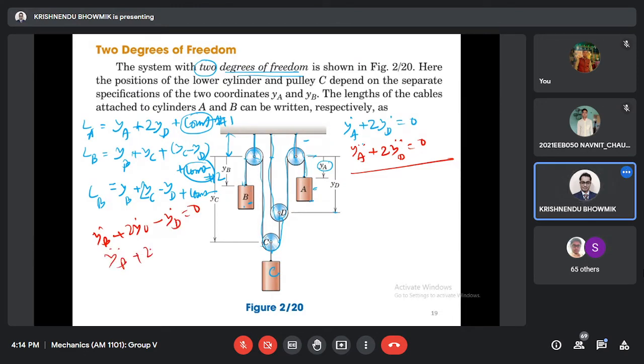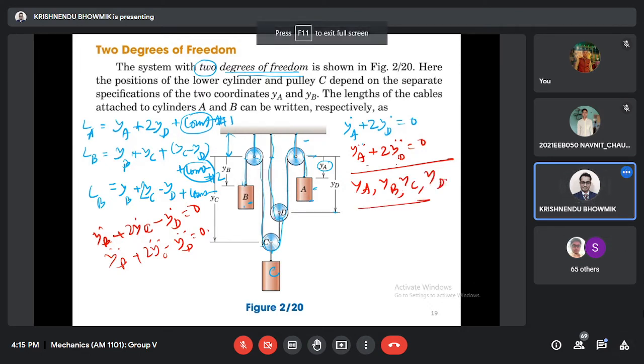Another derivative, this will be 0. Now here, YA is unknown, YB, YC and YD. These are the 4 unknowns. Now you can work with these 4 unknowns to get some other relationships also.